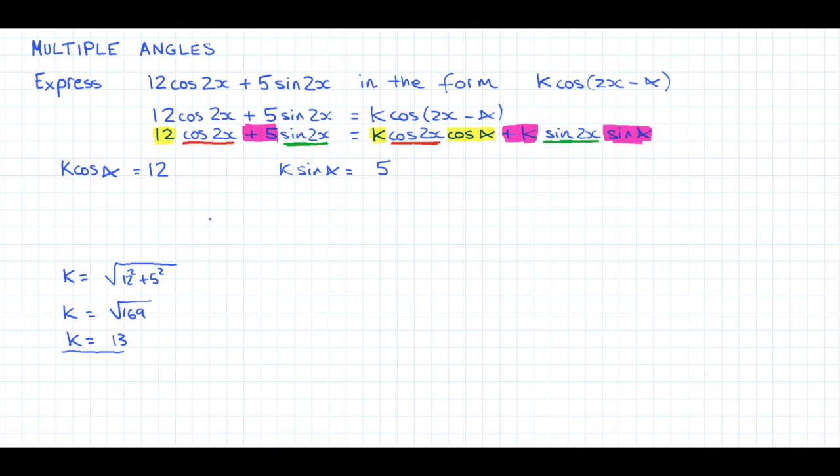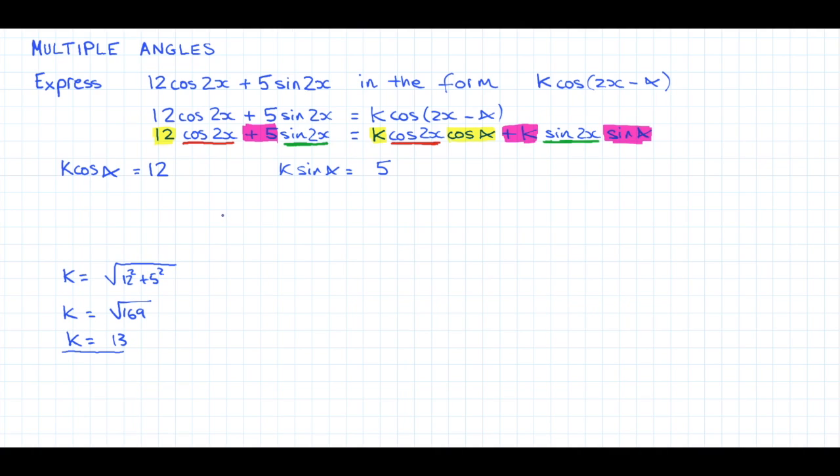Now we're going to continue with this topic, but look at multiple angles. So we're going to begin with express 12 cos 2x plus 5 sin 2x in the form k cos(2x minus alpha). Now we approach this in exactly the same way. So we make them equal. 12 cos 2x plus 5 sin 2x equals k cos(2x minus alpha).